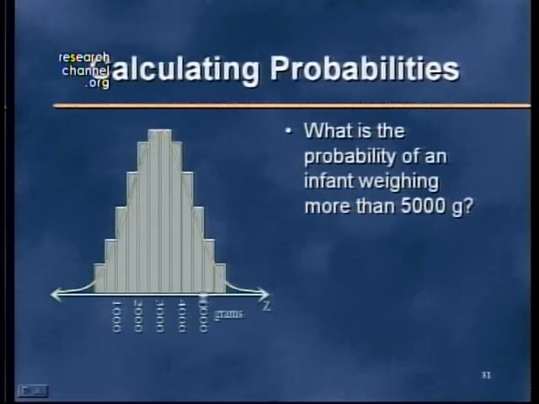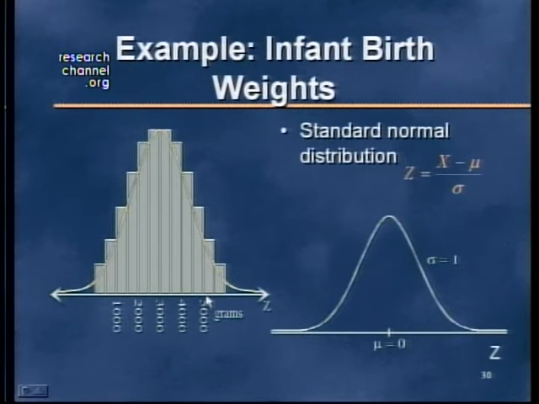So if 2.5% fall above 5,000, we could say the probability is 0.025, or we could have transformed to a Z. If we transformed to a Z, we would have taken 5,000, subtracted the mean of 3,000, and gotten 2,000. If you divide by the standard deviation of 1,000, what do you get? A Z value of 2. So the probability of X being bigger than 5,000 grams is the same as the probability of Z being bigger than 2. Both probabilities are equal to 0.025. So I'll just take you back to this. The probability here in this tail of the distribution greater than 5,000 grams is the same as the probability we would see in this transformed Z distribution where the Z is bigger than 2.